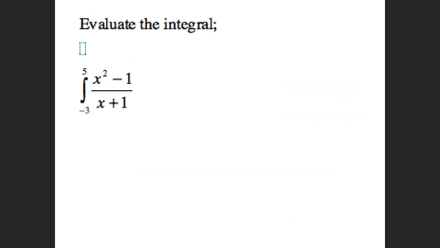All right, I'm going to let you try this one. It says evaluate the integral. The integral from -3 to 5 of x squared minus 1 over x plus 1. So what I want you to do is graph it out. I want you to find the area underneath that curve between -3 and 5. And if you look at it and say, well, I can't really do this one, that's fine. You say that and I'll work you through it.